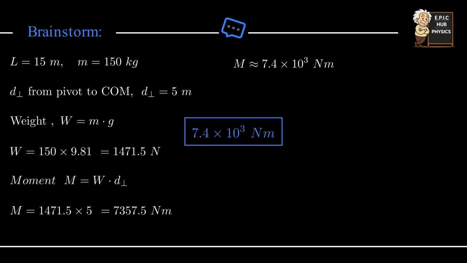What did we do? First, we determined the weight of the beam using the relation between mass and gravitational acceleration. Next, we identified the perpendicular distance from the pivot to the center of mass, since the beam's weight acts through that point. Finally, we calculated the moment by multiplying the force by the perpendicular distance.